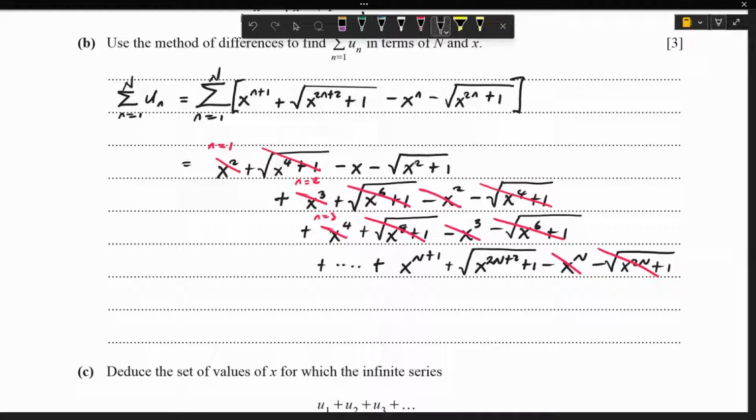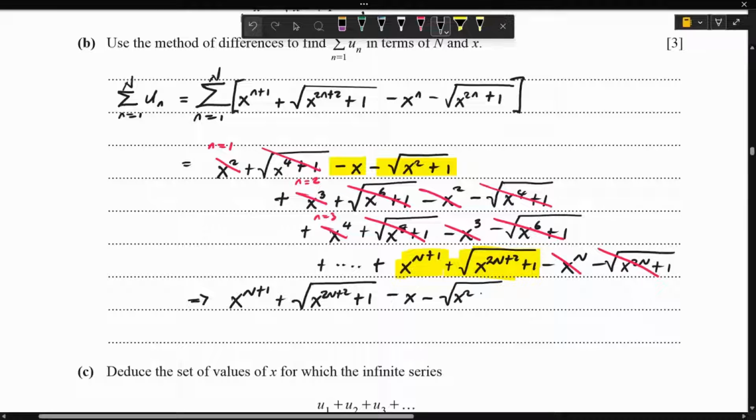Alright, so what remains are minus x minus root of x squared plus 1, and x to the n plus 1 plus root of x to the 2n plus 2 plus 1. So this therefore gives us, I'll start with these two, x to the n plus 1 plus the square root of x to the 2n plus 2 plus 1, minus x minus the square root of x squared plus 1. So this is what we get for our answer right here.